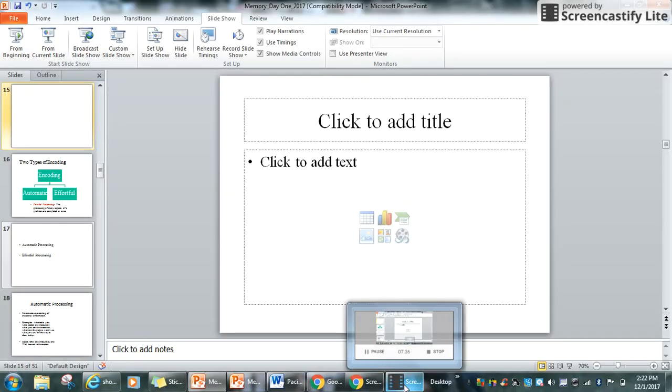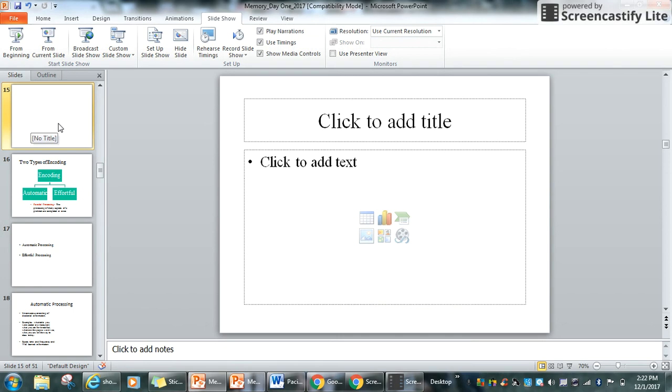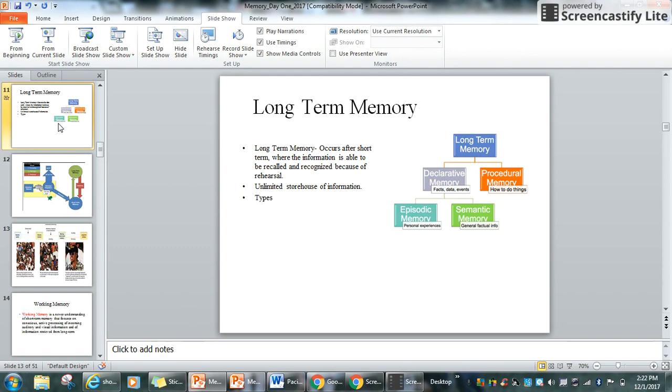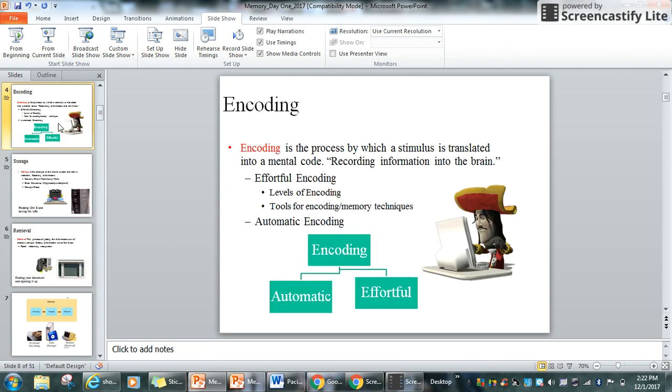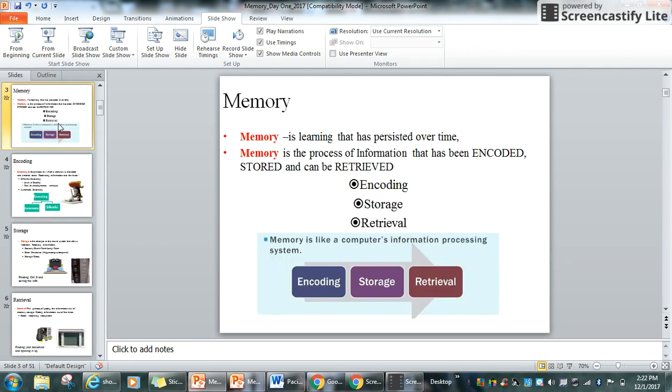And that's it. Since we're talking about memory, you might want to go back and rehearse the presentation that we went through today and know the different components of memory: encoding, storage, retrieval, and the 3-box model.